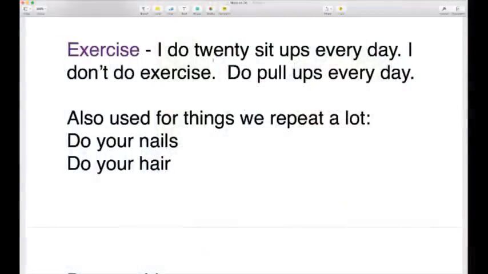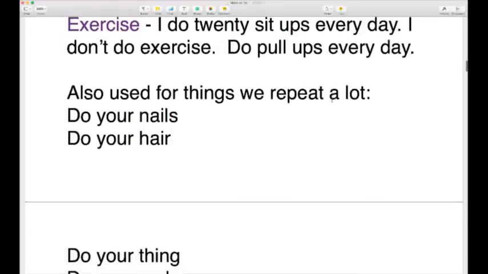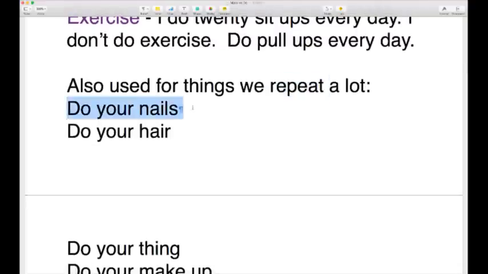So, other examples of when we use do. We also use it for things that we repeat a lot. So things you do a lot, then we use do. Do your nails. So this is for everyone. I guess everyone has to cut their nails and maintain their nails. You don't want to have really long nails. So ladies obviously will paint their nails. Some men paint their nails. But everyone has to maintain their nails by cutting their nails. So they do their nails. I need to do my nails.